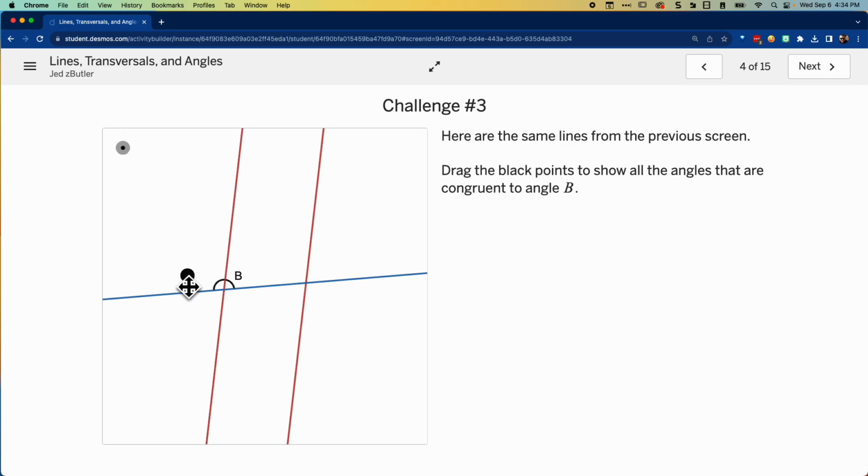Challenge number 3, do the same thing with angle B. So it looks like now we're looking at all the small angles. So I'm going to drag and make these small angle pairs. So B and its vertical pair, and then its copies over here. These are just copies of the other ones on the left.